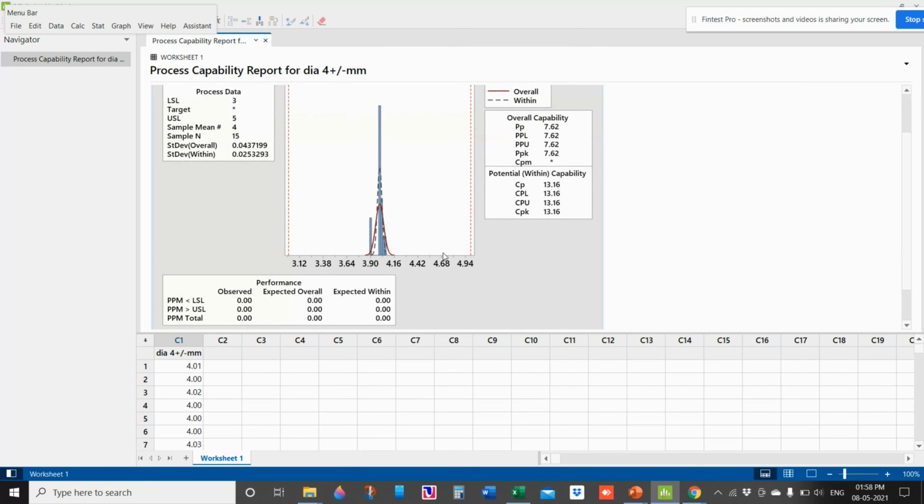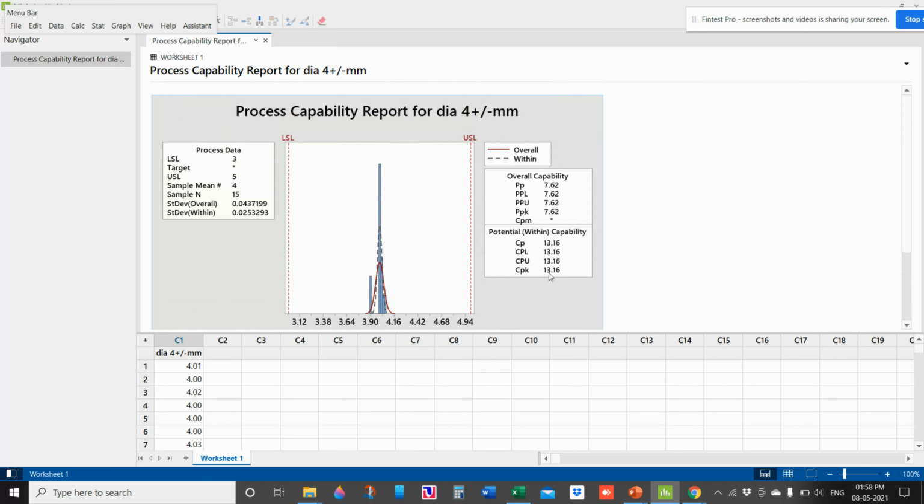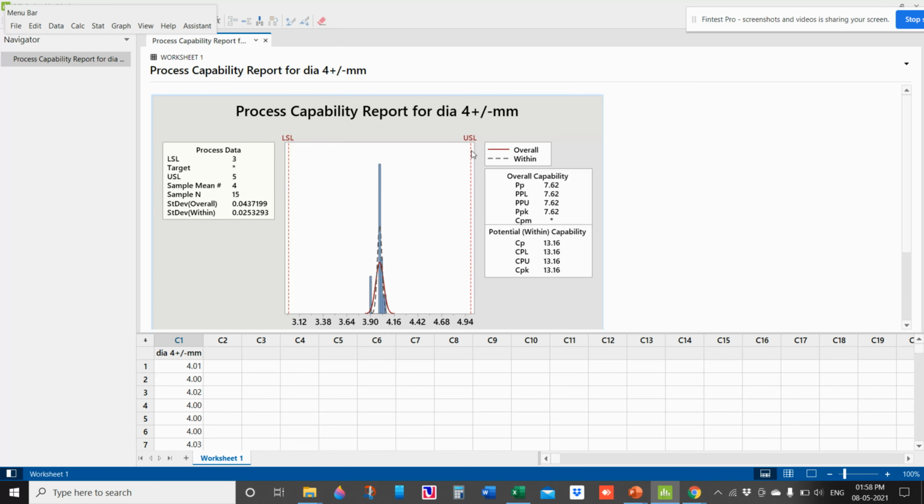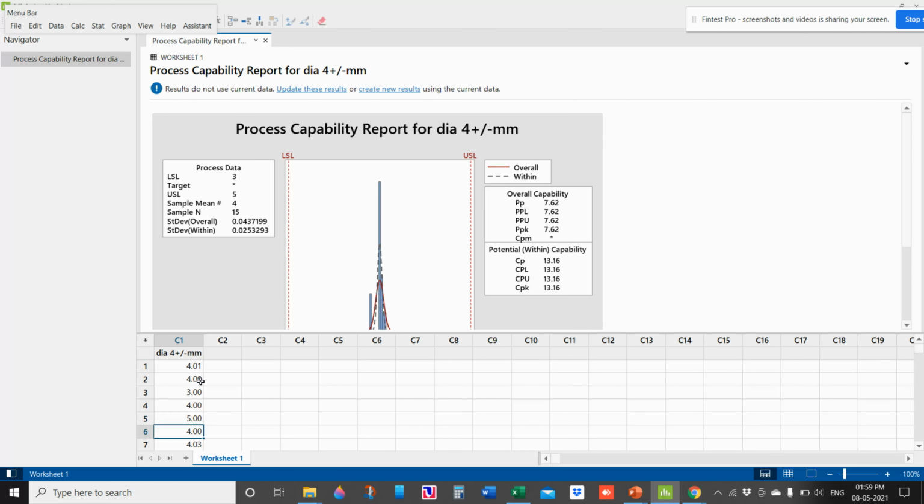Now the process is very much capable. CP is 13, CPK is also 13. That means the data that you have produced is overlapping with the drawing mean, as well as you have a lesser standard deviation. This we can consider as a very good process. Now let me change some data here and see.